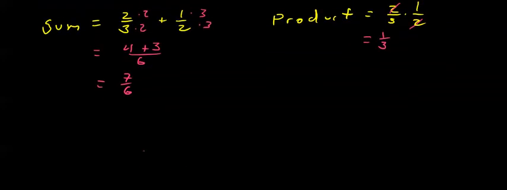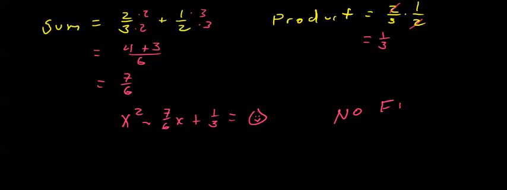Now we have x squared minus the sum of the roots plus the product equals 0. And don't forget the 0. All right, now we're not done. There's one last step. We don't want to see fractions in the answer. We want it in standard form.